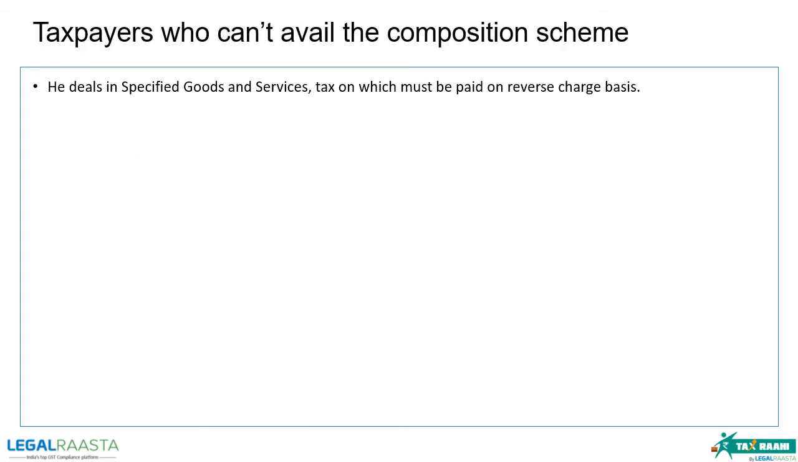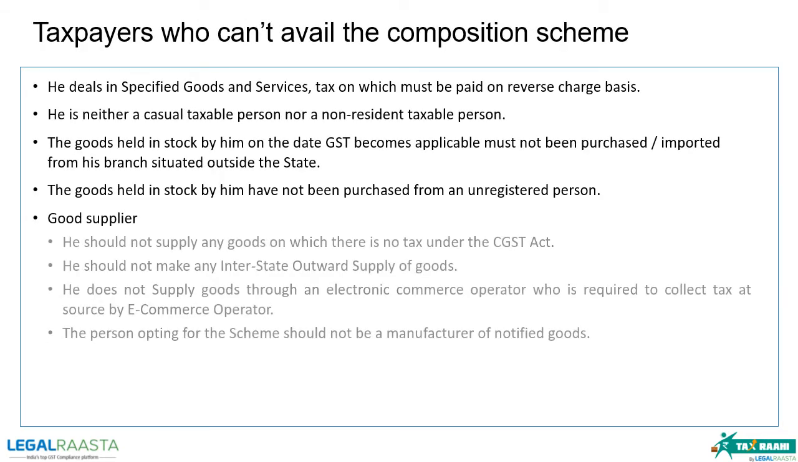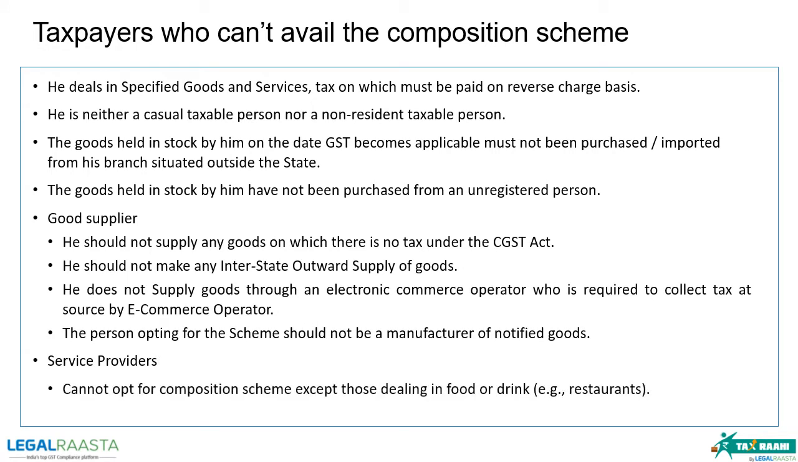There are some taxpayers who cannot avail the composition scheme, like a casual taxable person, a non-resident person, service providers except for those dealing in food or drink, etc.